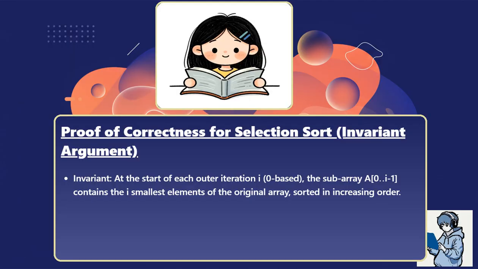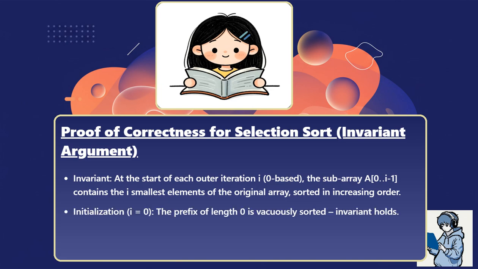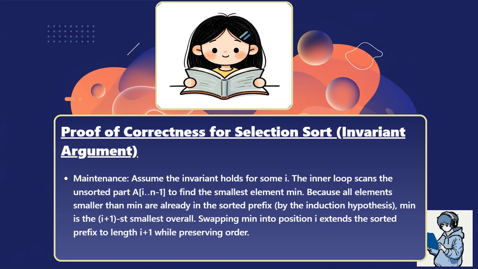Invariant for selection sort: at the start of each outer iteration i, 0-based, the subarray a sub 0 to i-1 contains the i smallest elements of the original array sorted in increasing order. Initialization: i equals 0. The prefix of length 0 is vacuously sorted, so the invariant holds. Maintenance: assume the invariant holds for some i. The inner loop scans the unsorted part, a sub i to n-1, to find the smallest element min, because all elements smaller than min are already in the sorted prefix by the induction hypothesis. Min is the (i+1)th smallest overall. Swapping min into position i extends the sorted prefix to length i+1 while preserving order.